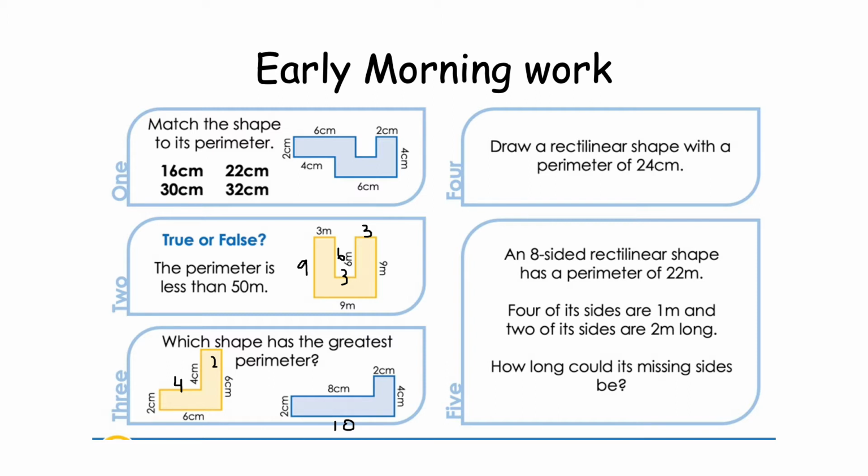Now number 4, I'm going to have to see those drawings, because there are so many different ones that you could have done. And number 5, an 8-sided rectilinear shape has a perimeter of 22 meters. 4 of its sides are 1 meter and 2 of its sides are 2 meters long. So I know that up to now there are 6 sides, and 4 at 1 meter is 4 meters, and 2 of its sides are 2 meters long, so that's 4 meters.